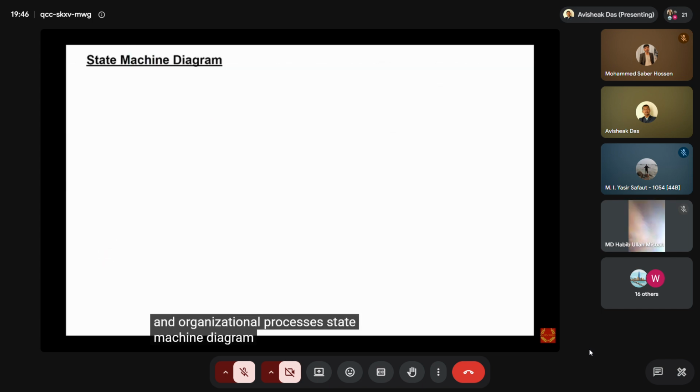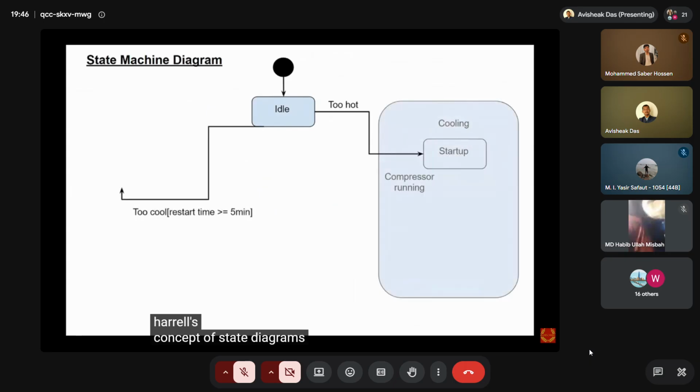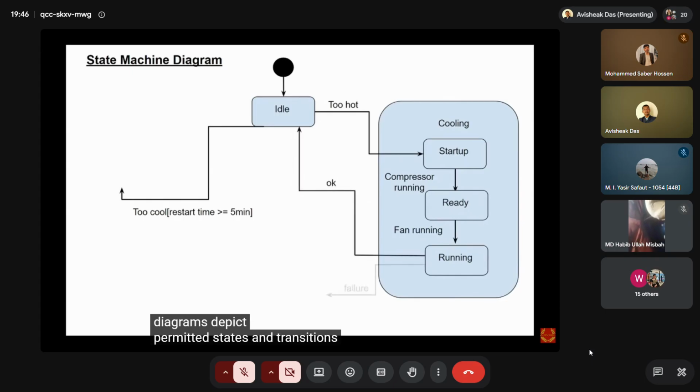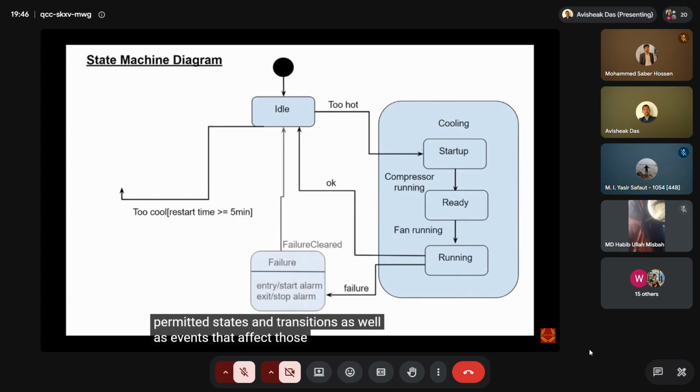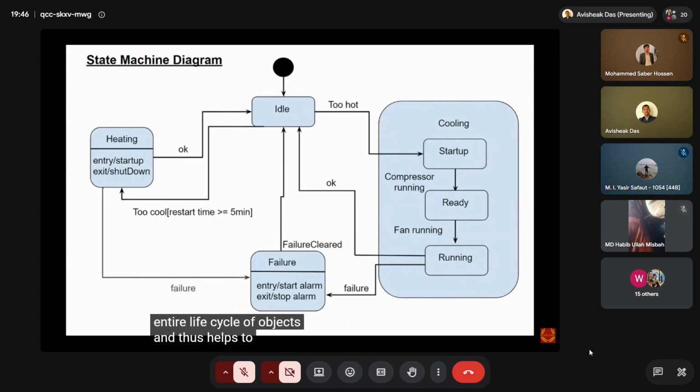State machine diagram is a type of diagram used in UML to describe system behavior, which is based on David Harel's concept of state diagrams. State machine diagrams depict permitted states and transitions, as well as events that affect those transitions. This diagram helps to visualize the entire life cycle of objects and thus helps to better understand state-based systems.